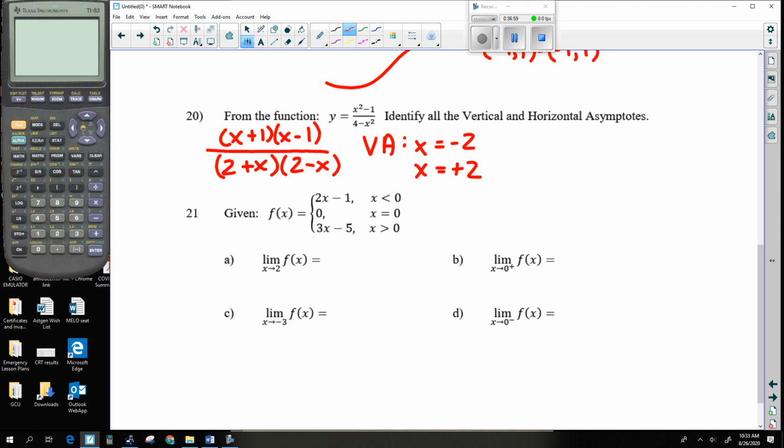Horizontal asymptotes are when the limits go to infinity. And so when the limit goes to infinity, that would be a horizontal asymptote at -1. x squared over -x squared simplifies to -1. I should probably write that as an equation.